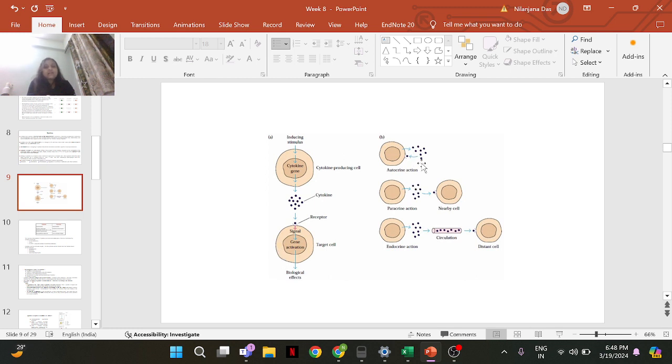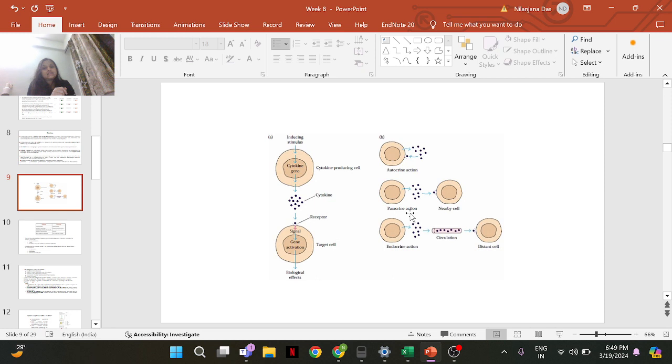And here you can see there will be three types of action. One is autocrine action. This means the cytokine released from this cytokine producing cell will interact with the receptor on that particular cell itself and will induce a signaling in that cell. That is autocrine, meaning it is activating its own cell.